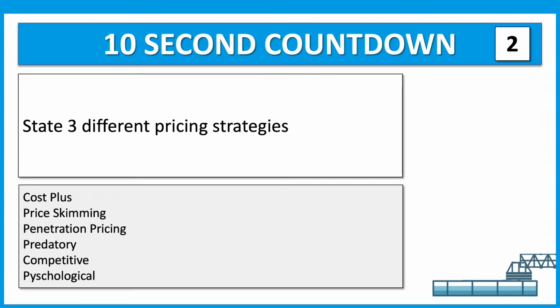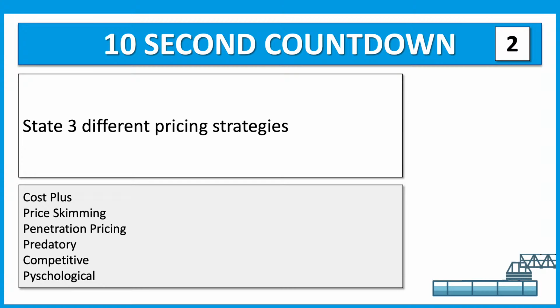We've got predatory pricing. We've got price skimming in the chat window. These are the ones on the specification. We've got cost plus, so you need to be able to calculate that. That is markup. So you need to be able to calculate cost plus pricing, price skimming, penetration pricing, predatory, competitive, and psychological pricing. Often students get confused between two pricing strategies and end up losing marks because they start writing about the wrong pricing strategy.